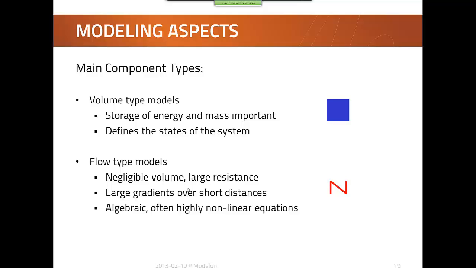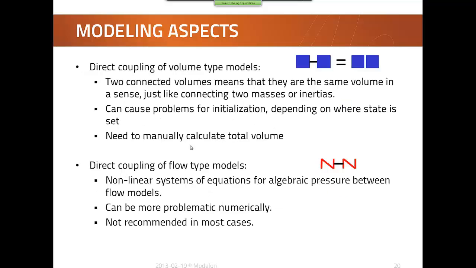Some aspects of how you should connect your components. Basically, you have two main component types: volume type models or flow type models. The volume models contain storage of energy and mass, and these define the states of the system. And the flow type models are restrictors with large gradients over short distances, and these can be algebraic and often generate non-linear equations.